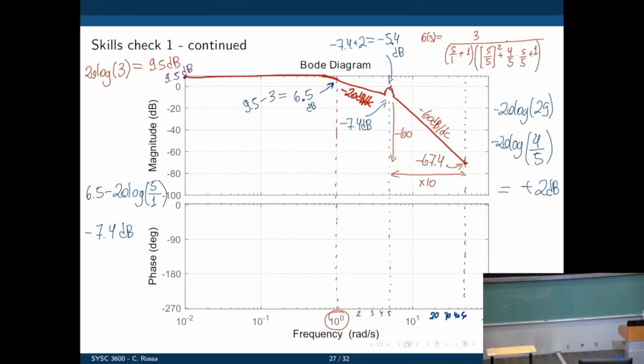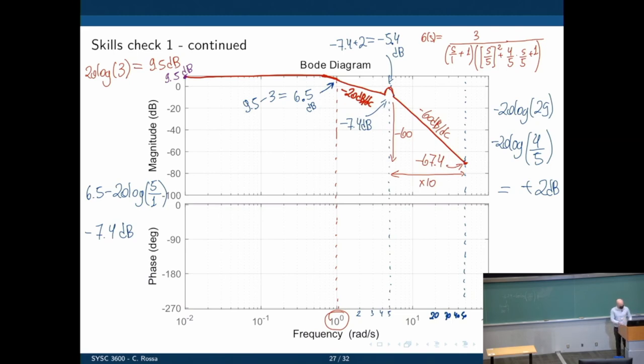Okay, somebody here is asking, isn't it 2 times 4 divided by 5? No, it was 2 zeta omega n. 2 zeta is 4 over 5. All right. So 20 log of 2 zeta is 20 log of 4 over 5.